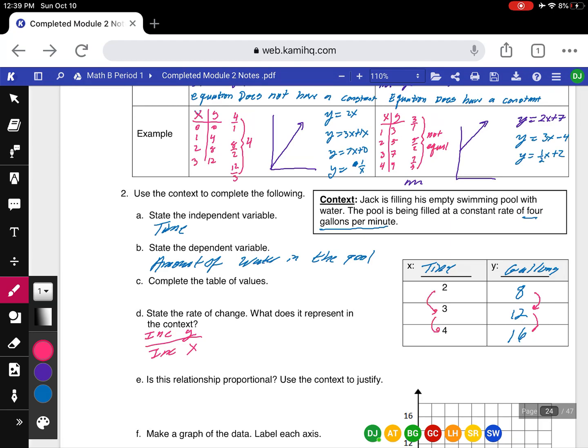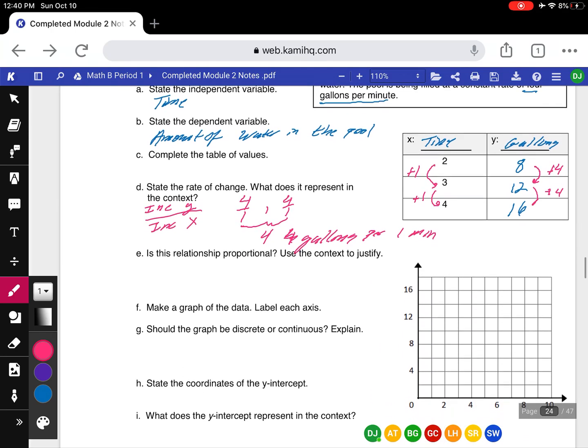So what am I increasing by? Well, I'm increasing by 4 to go from 8 to 12 and from 12 to 16. And then for time, I'm increasing by 1 minute each time. So this would look like 4 over 1, and then once again 4 over 1, and all of these reduce to just 4. Now what does this represent? It represents the 4 gallons per 1 minute.